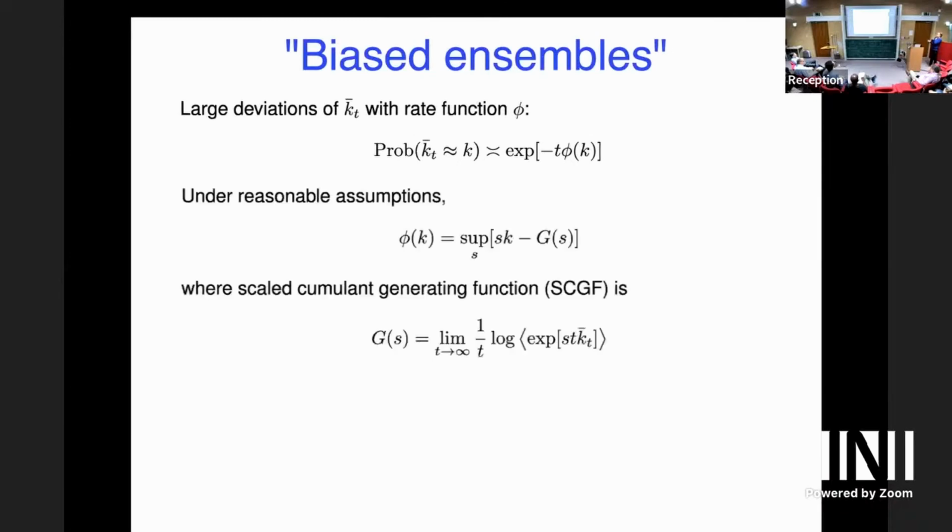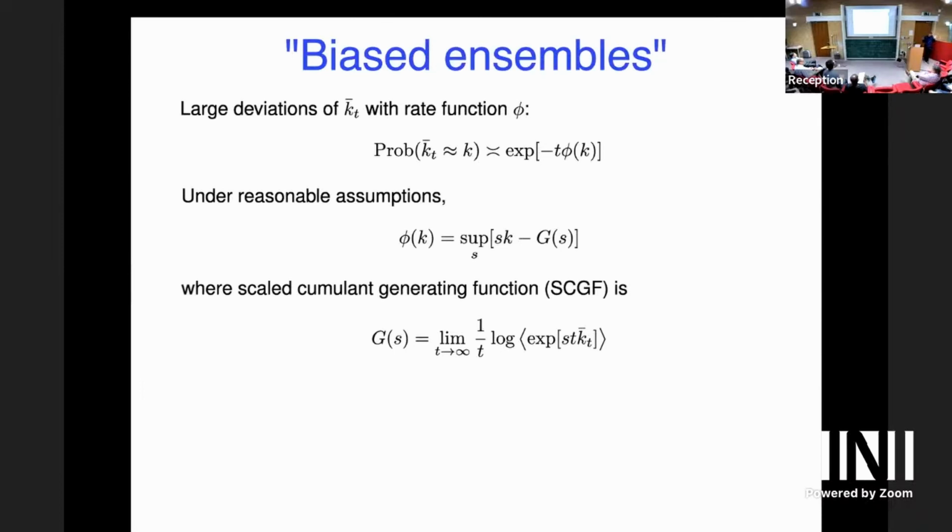Okay, so this is not the most convenient thing to work with numerically. The rate function is not very nice numerically usually, but under reasonable assumptions, we can get this information from some other function, which is called the scaled cumulant generating function, which is given by this formula. So you need to take the average of the exponential of the quantity of interest multiplied by some conjugate field S.